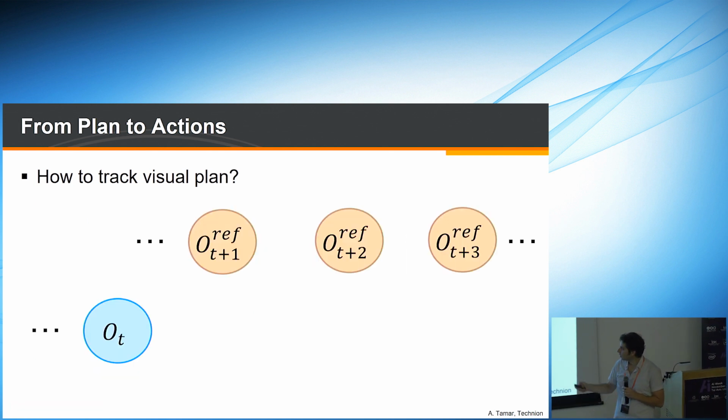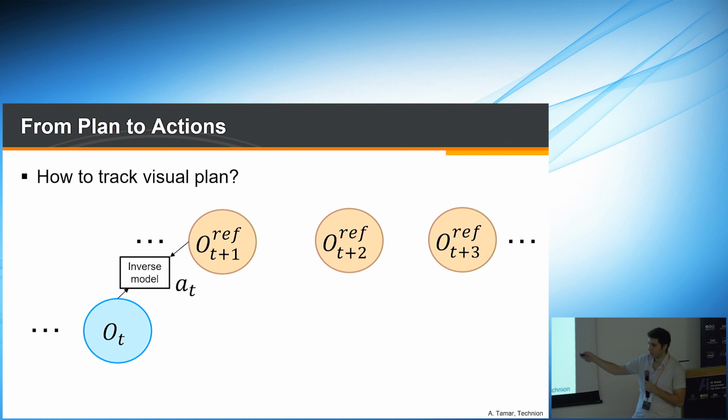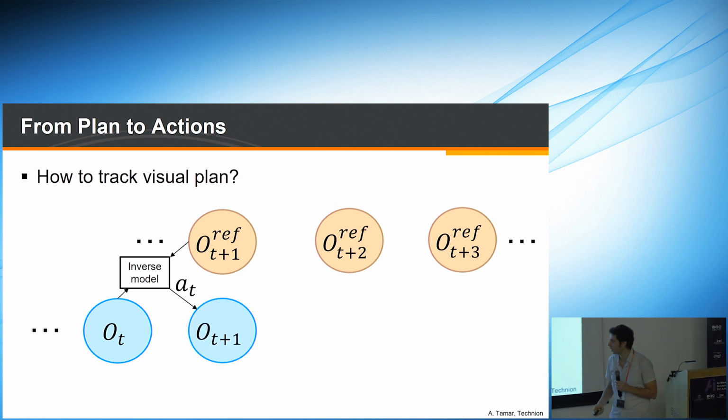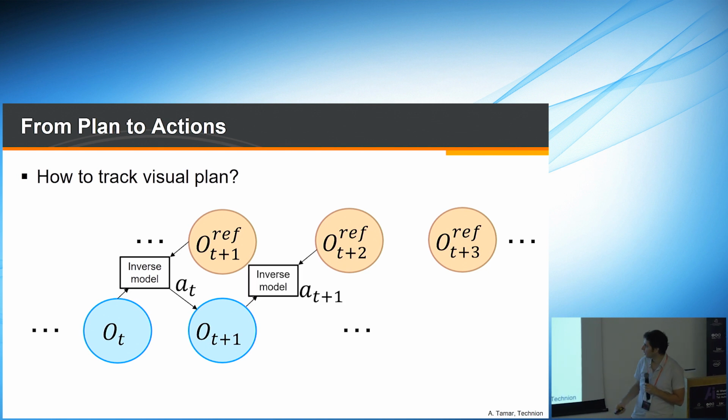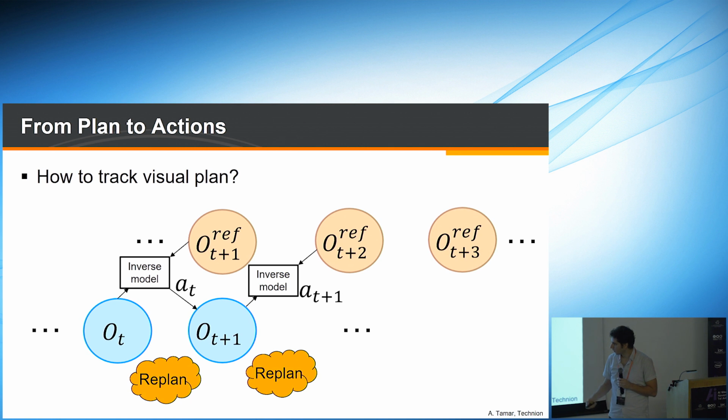This is just supervised learning, learning what action generated O prime from O. And once we have that, we have our image reference trajectory on the top here. We look at a current image, use the inverse model to calculate our current action that takes us towards the reference plan. We observe our new image and sequentially repeat that until we track the plan. You can also replan, but we actually didn't need that here.